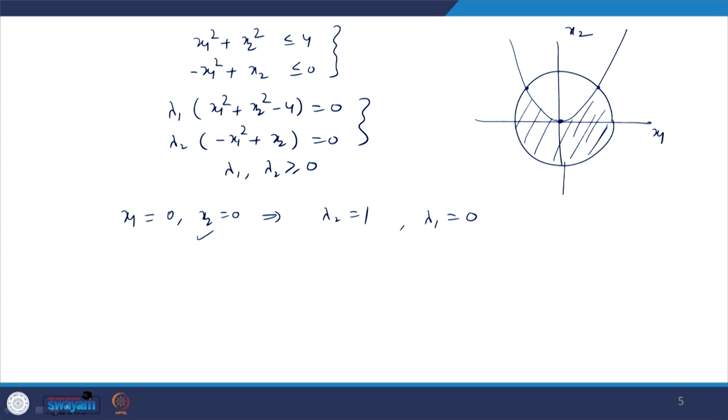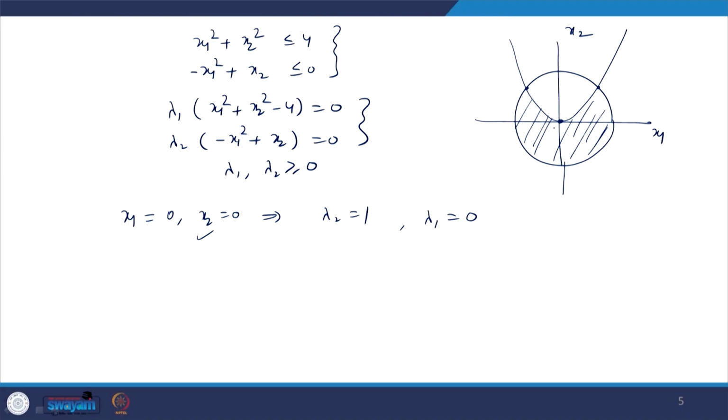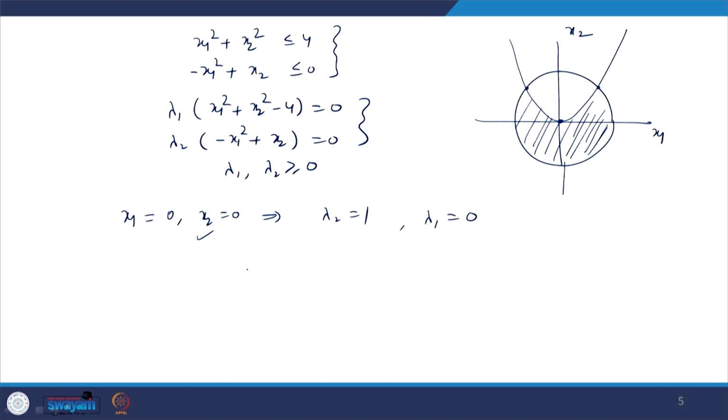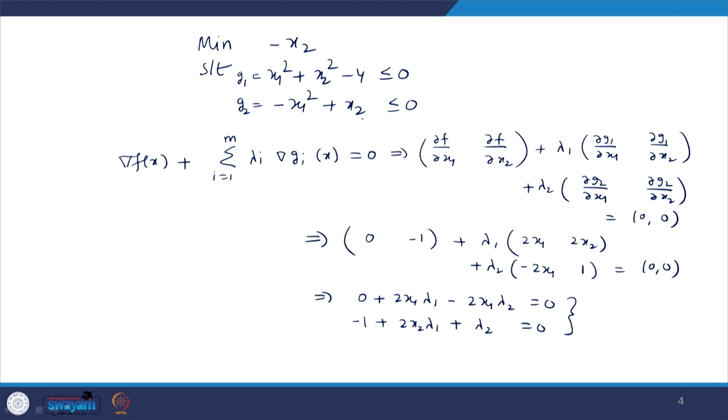However, it is a KKT point, and the reason is that this feasible region is not a convex set. If you find the Hessian of the second constraint, del square of G2 is [-2 0; 0 0]. So, this Hessian is not positive semi definite, which means the constraint G2 is not a convex function, that means this problem is not a convex programming problem.